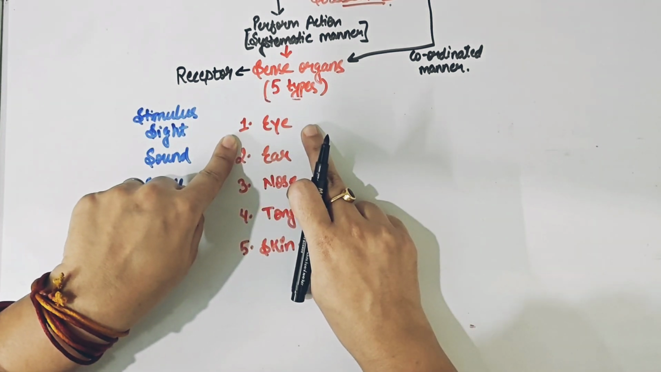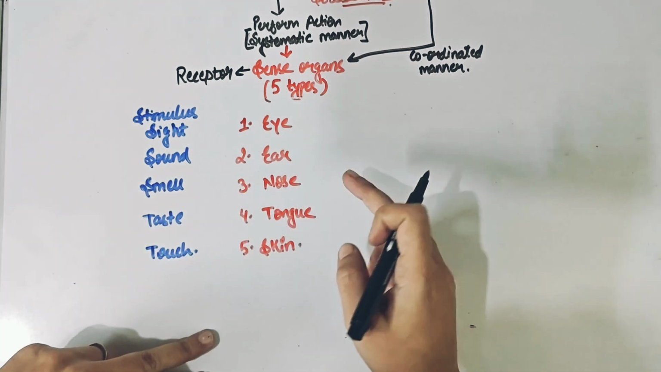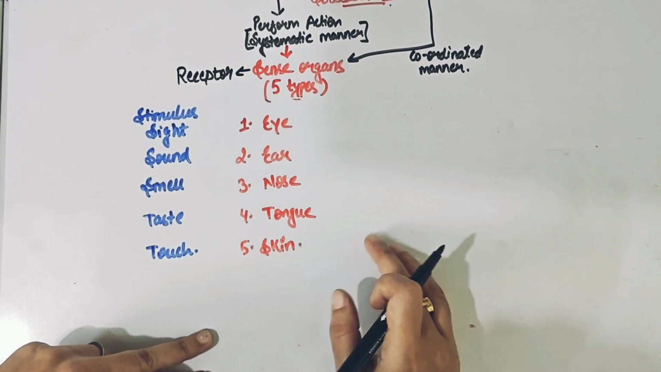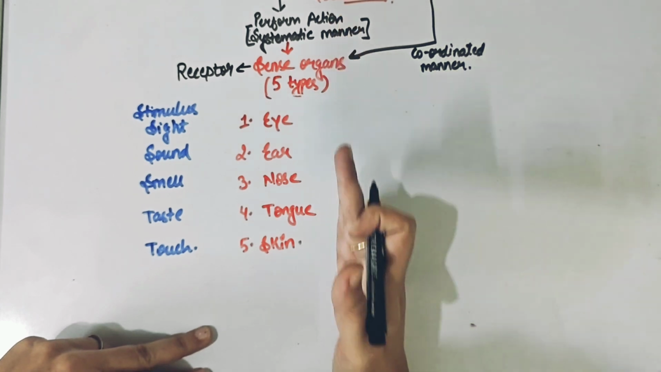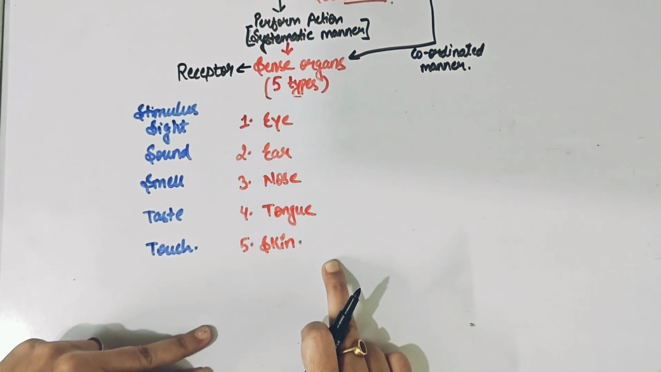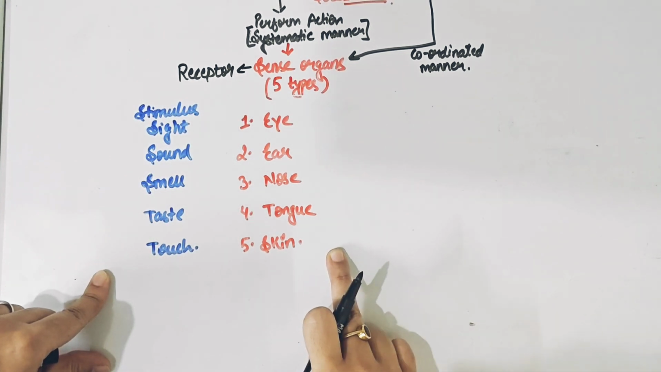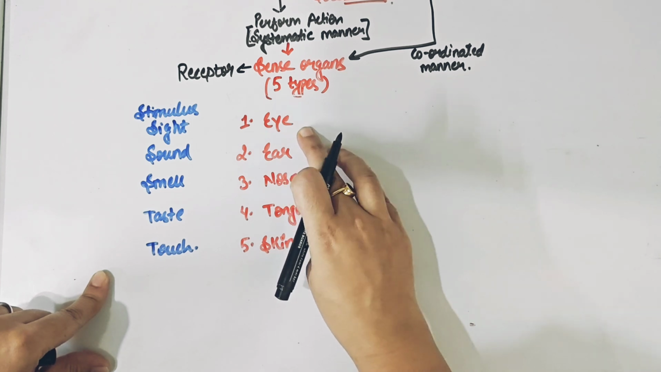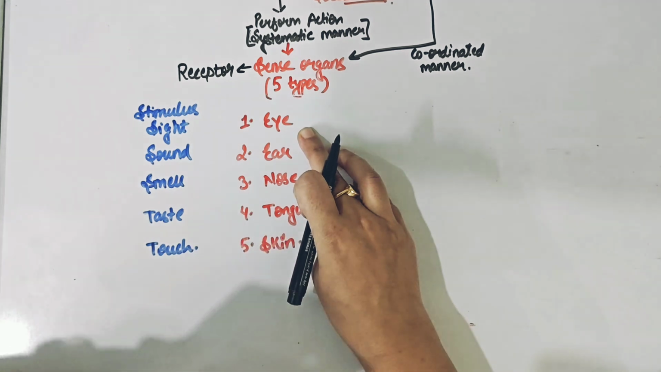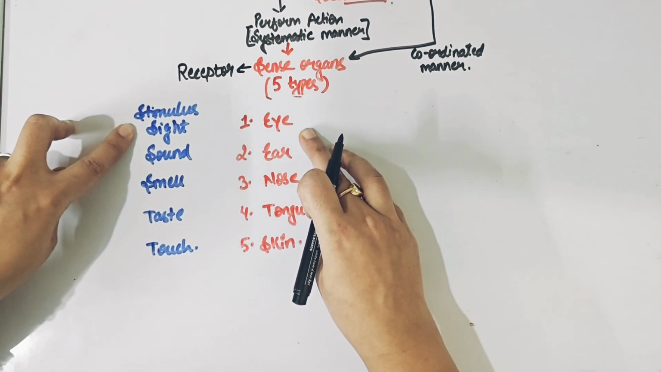So the eye has its own receptors, ear has its own receptors, nose has its own receptors, tongue has its own receptors, and even skin has its own receptors, and all these receptors are different from each other. How are they different? Because all these receptors are sensitive to a particular type of stimulus. If the eye as a sense organ has receptors, what will be the sensitive stimulus for the eye? The sensitive stimulus for the receptors of the eye is sight.